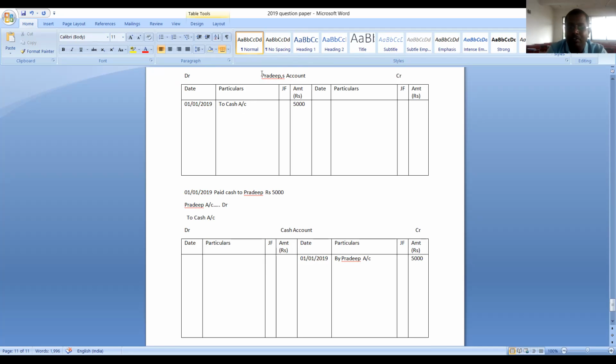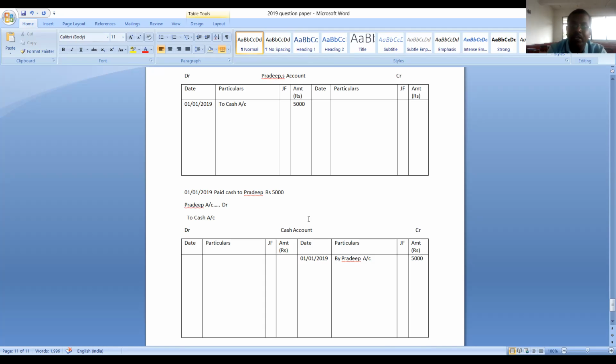See here, Pradeep's account is debited. So on the debit side of Pradeep's account, we should write the date of the transaction and in the particulars column, we should write the name of the account that is credited. Understood? And here cash account is credited. So on the credit side of this cash account, we should write the date of the transaction and in the particulars column, we should write the name of the account that is debited. Which account is debited? Pradeep's account is debited.